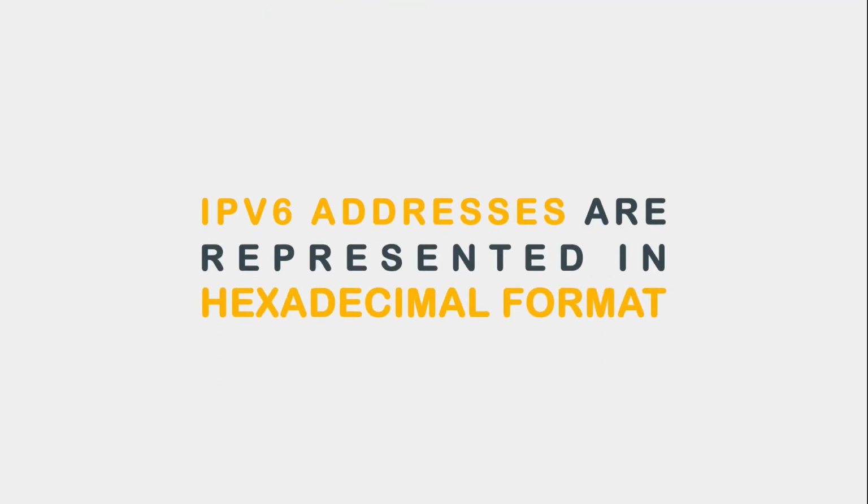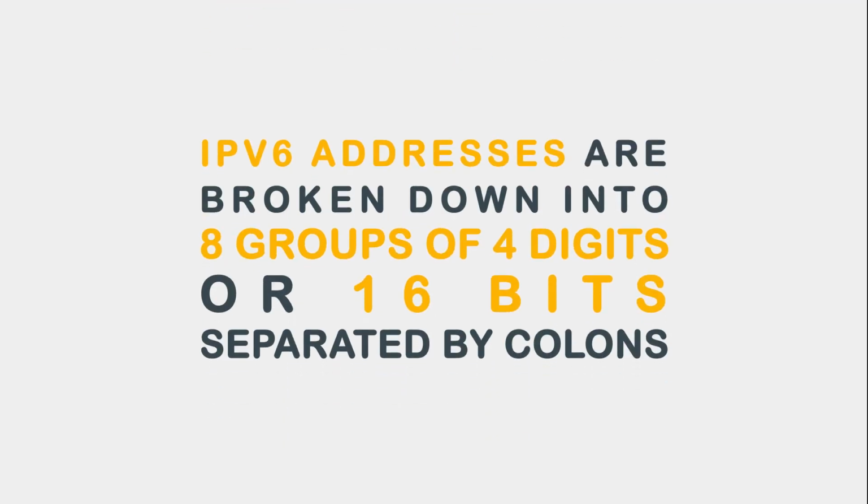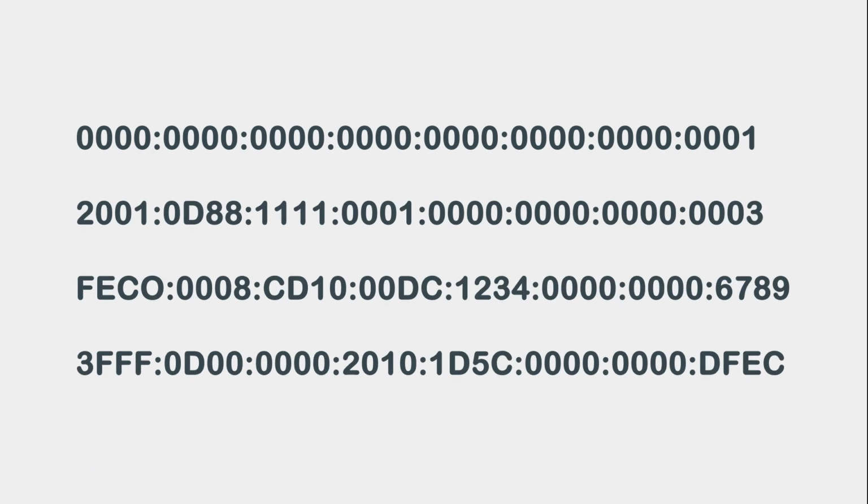Because IPv6 addresses are so large, they are typically represented in hexadecimal format instead of the decimal notation typically used to represent IPv4 addresses. IPv6 addresses are broken down into 8 groups of 4 digits or 16 bits separated by colons. Here are a few examples of typical valid IPv6 addresses that illustrate this naming scheme.